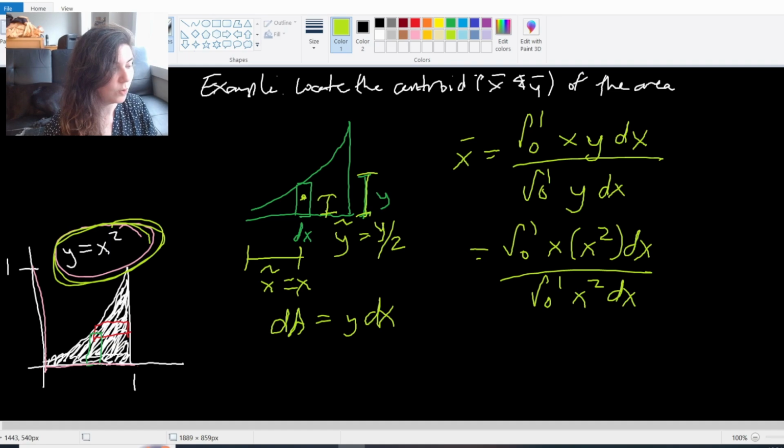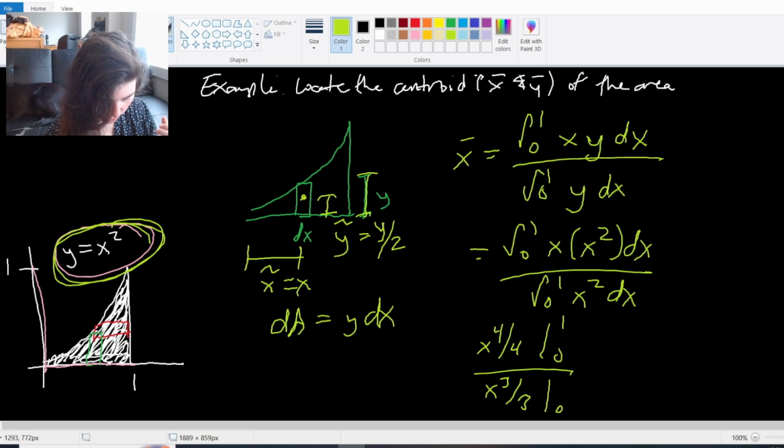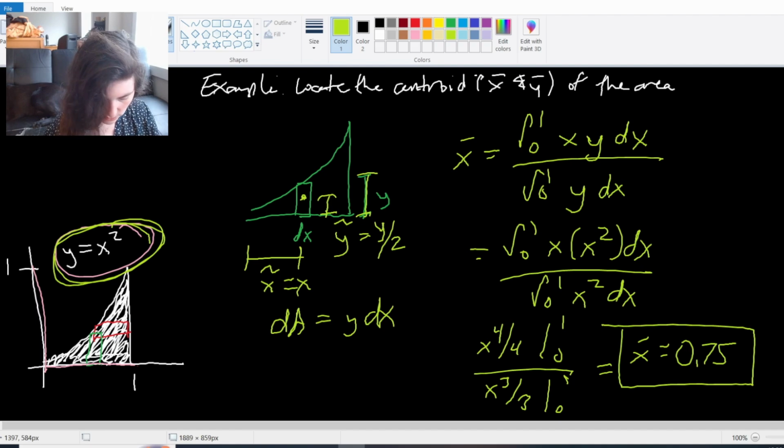If I'm integrating only an x cubed term on top and an x squared term on the bottom, I already know I'm going to get x to the 4th over 4 evaluated from 0 to 1 over x cubed over 3 evaluated from 0 to 1. And so that simplifies down to 1/4 over 1/3. So my x bar is 0.75. And this didn't give us any units, so let's call this meters. 0.75 meters, right? So much simpler and cleaner.